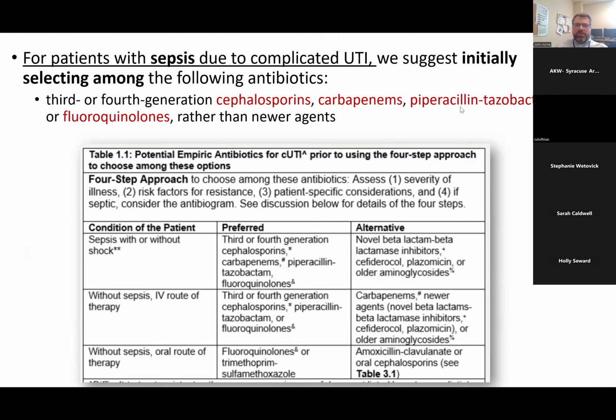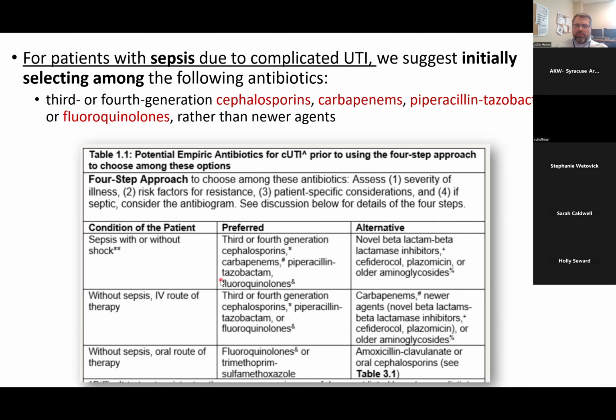Now, this was also part of the guidelines, the new changes. Patients with sepsis due to complicated UTI. Now, if they have sepsis or septic shock, what antibiotics should be given? And they essentially said the ones you'd expect, because you're going to cover the gram negatives. So they said this: third or fourth generation cephalosporins, carbapenems, Zosyn, fluoroquinolones.